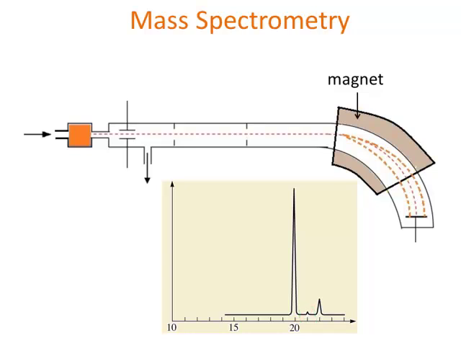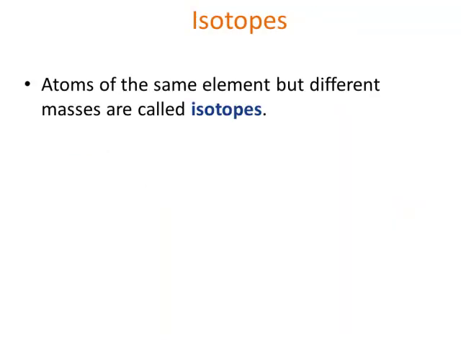Thomson came to understand that there were multiple versions of neon atoms, atoms of neon with different masses. Dalton had been wrong. Atoms of the same element are not always completely identical. Atoms of the same element with different masses came to be known as isotopes. The word isotope is Greek for "at the same place."